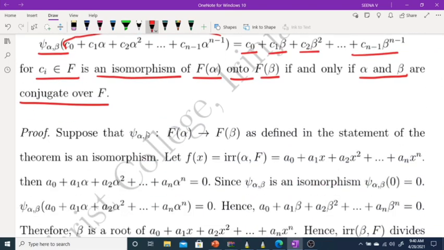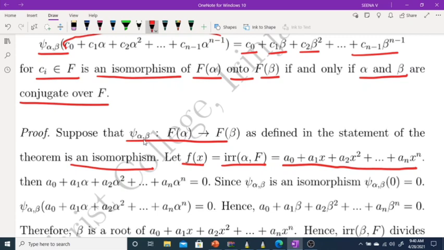So, moving to the proof, suppose that psi alpha beta from f of alpha to f of beta defined like this is an isomorphism. And as alpha and beta are algebraic over f, clearly the irreducible polynomial of alpha over f exists. Let f of x equal the irreducible polynomial of alpha over f, and let this polynomial be a naught plus a1 x plus etc. plus an x raised to n, because it is of degree n.